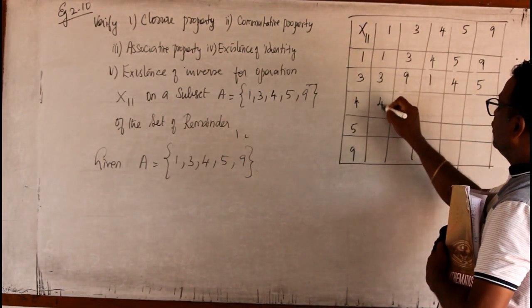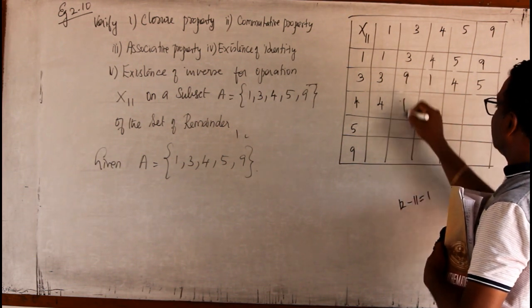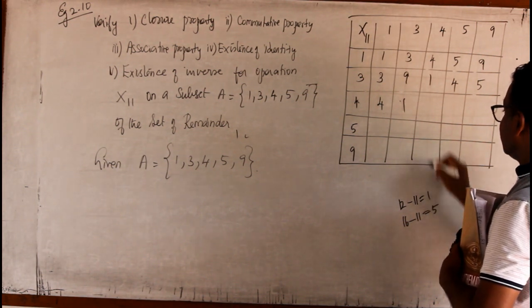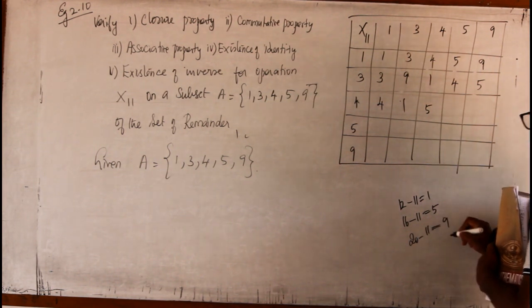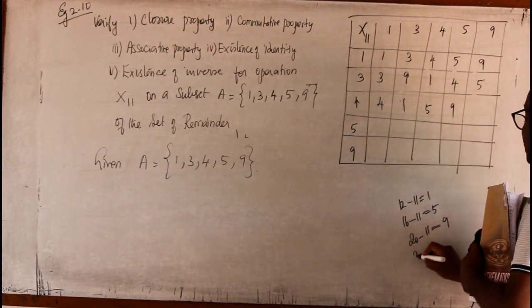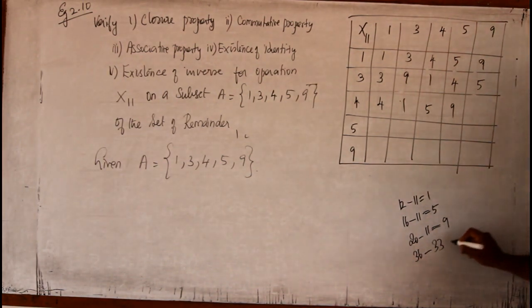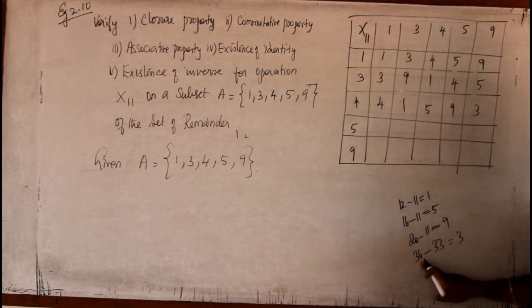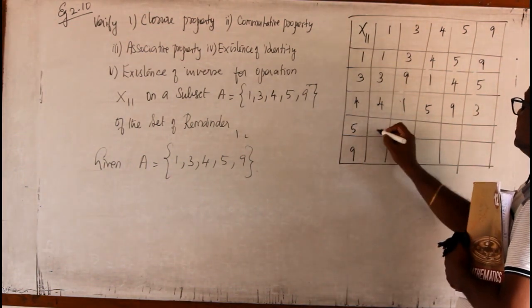4 ones are 4, 4 3s are 12, 12 minus 11, 1. 4 4s are 16, 11 can be removed, so the remainder is 5. 4 5s are 20, again 11 can be removed, so it is 9. 4 nines are 36, 33 can be removed, so the remainder is 3. The number of 11s is 33 in 36. So remove the number of 11s in a number. That's all. Now 5 ones are 5.